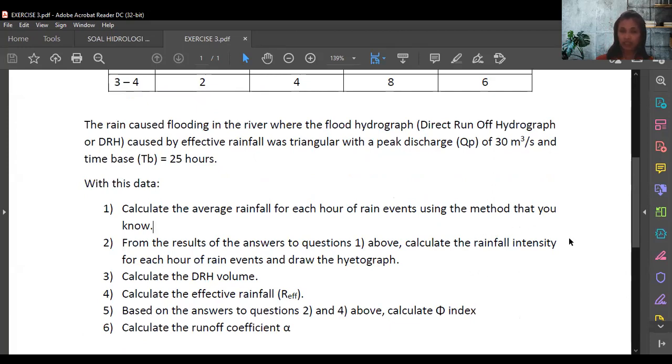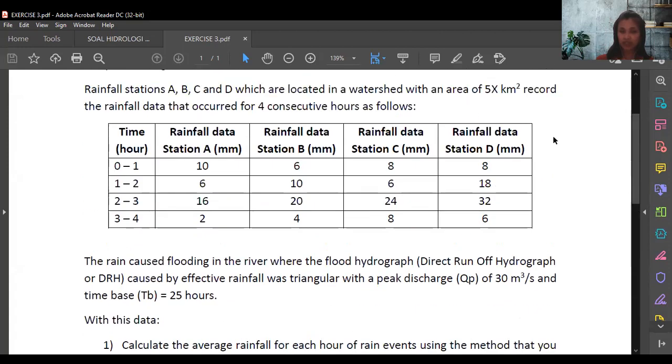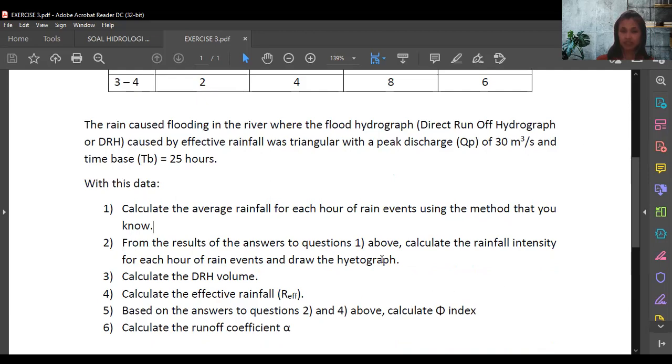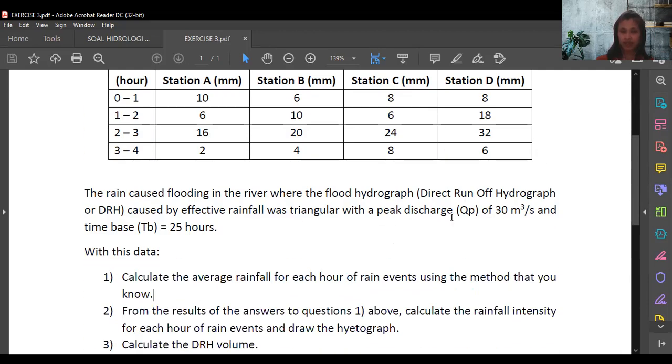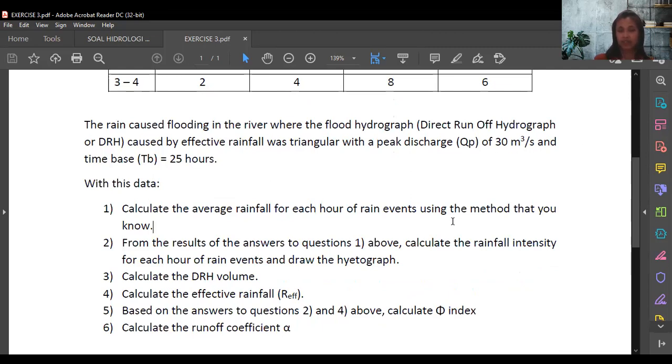For this rainfall intensity, because you already know the average rainfall, the intensity is the average rainfall divided by the time, because the unit is usually millimeter per hour. So you can calculate for each hour how big the rainfall intensity is. And then after that, you can draw the hydrograph.